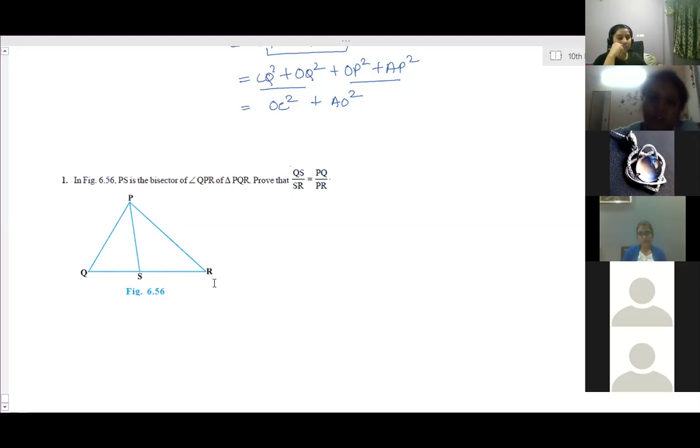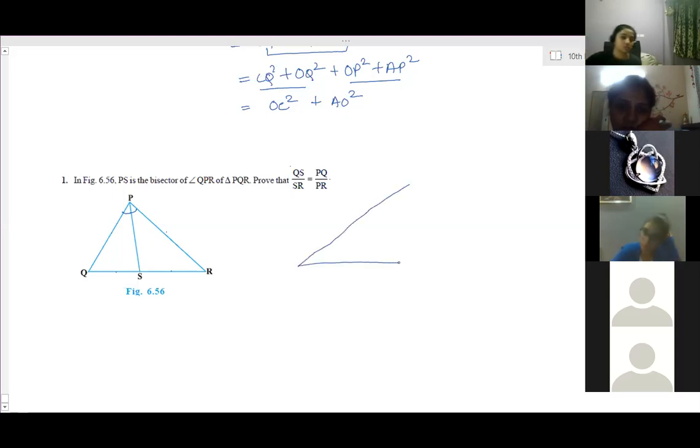Now to prove this, we have to do a construction. So these two angles are equal. We have to show this ratio is equal to this ratio. I'm drawing a different diagram, because this will be very big if I do the construction. Don't draw anything right now.